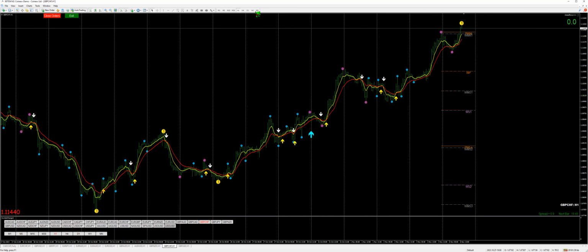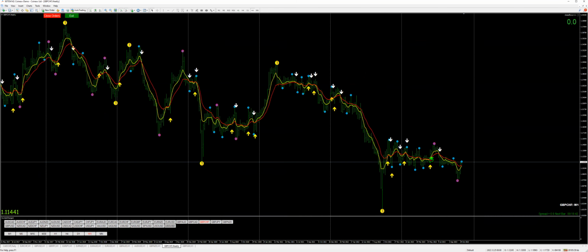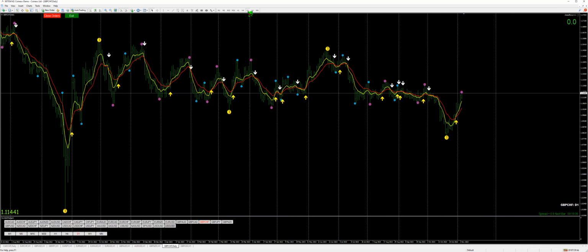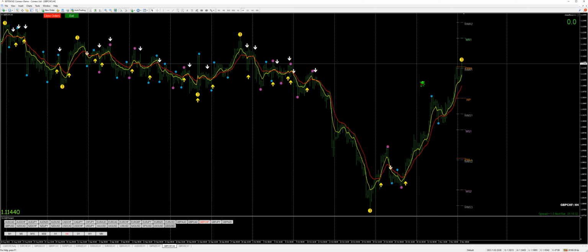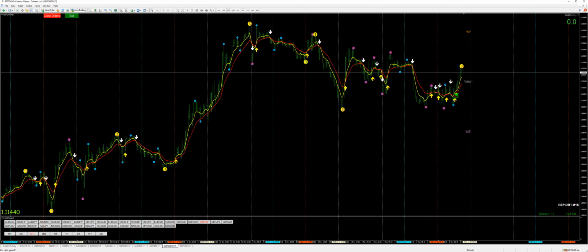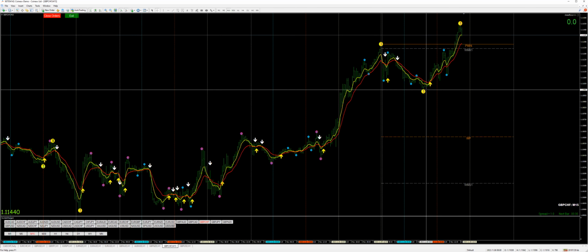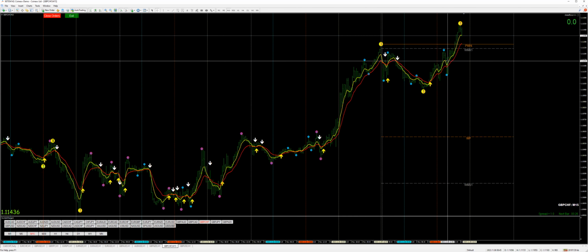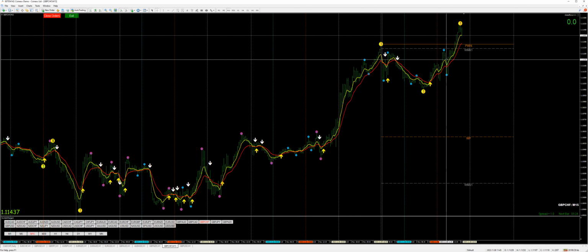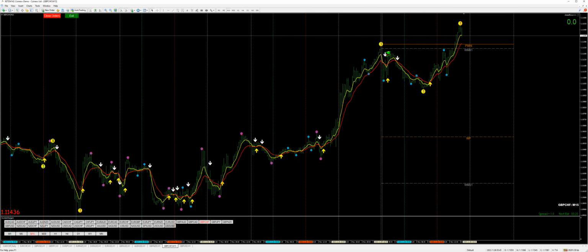Pound Swiss, weekly. The price action itself is telling you there's no trade on the weekly. Daily is bullish. 4 hours bullish. 15-minute trade. And you can take the trade here or here. I'll give you 27 pips.